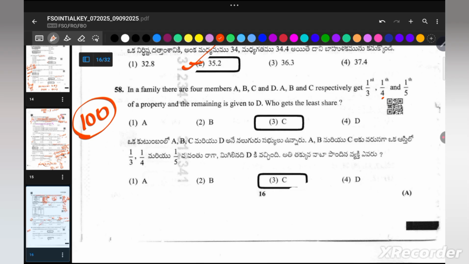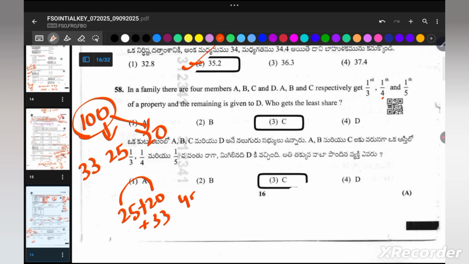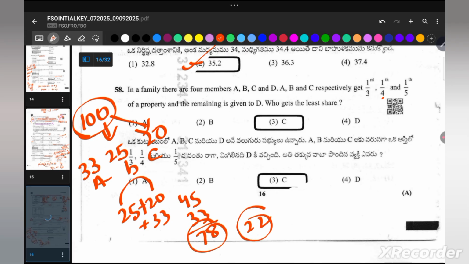In 100 rupees, 1/3 is nothing but 33 rupees. And 1/4 is nothing but 25 rupees. 1/5 is nothing but 20. If you add all of that, 25 plus 20 plus 33, how much? 20 plus 25, 45. Okay, 45 plus 33, 78. Is it correct? 78. This is A, this is B, this is C. So what is the remaining amount? 22. So the least amount is got by C.